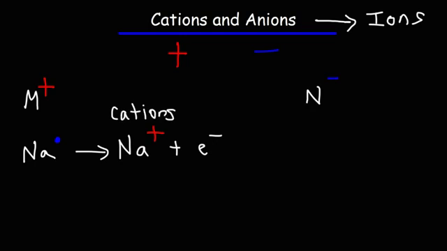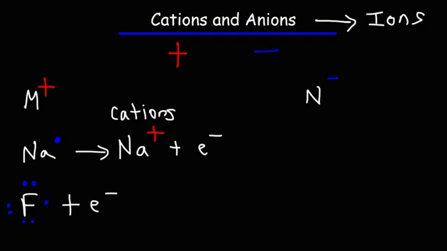Now let's consider an example with a nonmetal like fluorine. Fluorine has 7 valence electrons. It wants one more to complete its octet and become stable, also known as the octet rule. And so nonmetals tend to be very electronegative. They have a strong desire for electrons. They have the ability to attract electrons to themselves.